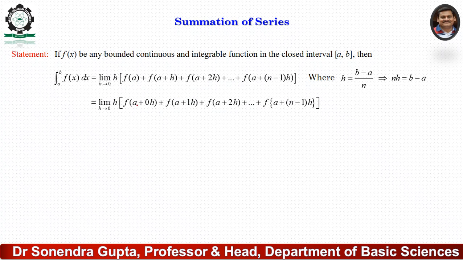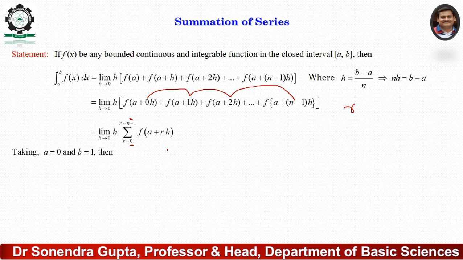The terms can be written as a plus 0h, a plus h, that means a plus 1h, and so on. Here we see that the value changes, so we can call this value r. Now the required summation is the limit as h tends to 0 of h times the summation from r equals 0 to n minus 1, because the values start from 0 and end at n minus 1. That's why we write the sum from 0 to n minus 1 of f of a plus rh. Call this equation number 1.